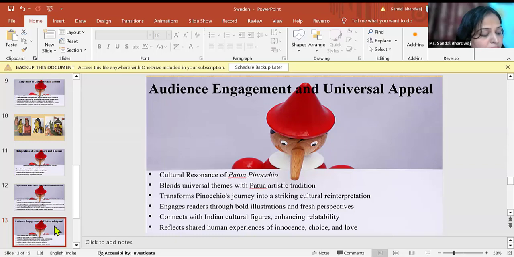Ultimately, Patua Pinocchio exemplifies that the magic of storytelling lies in its ability to adapt and resonate across cultures, inspiring and uniting audiences worldwide through its bold artistic vision and commitment to universal themes.